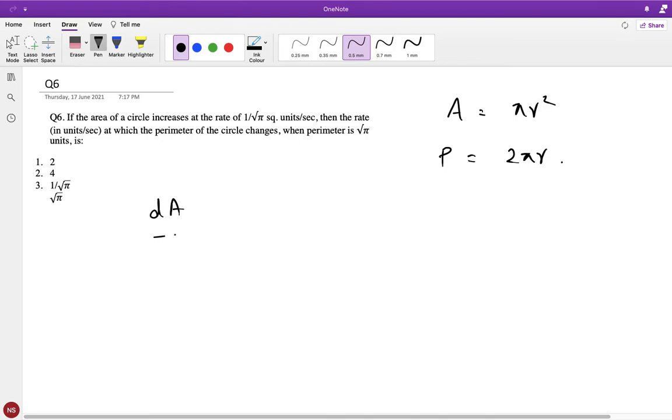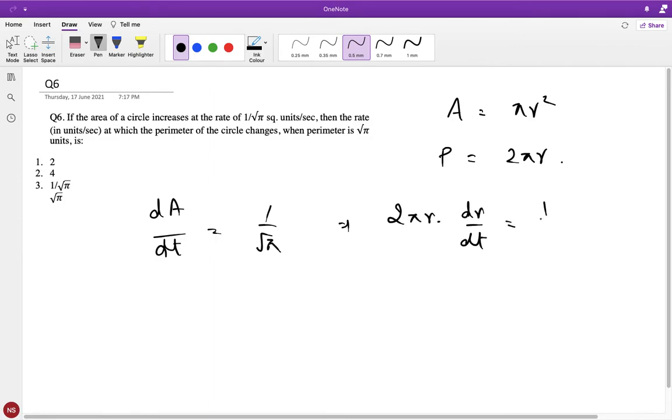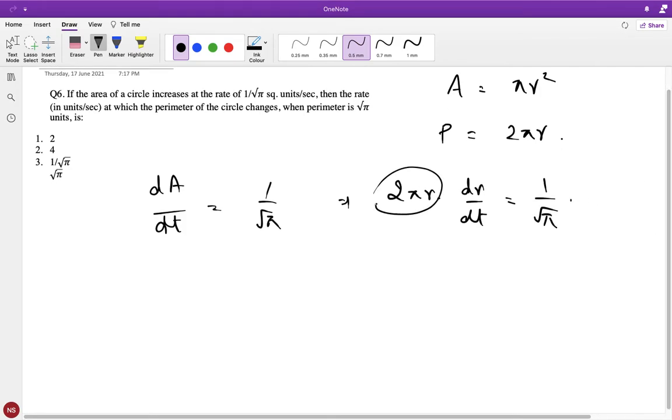So we have been given dA by dt is equal to 1 by root pi. If A is pi r square, then dA by dt will be 2 pi r into dr by dt, which is 1 by root pi. 2 pi r is what? Perimeter. So P into dr by dt is given to me as 1 by root pi. He is asking the rate at which the perimeter of the circle changes. So dp by dt is being asked.